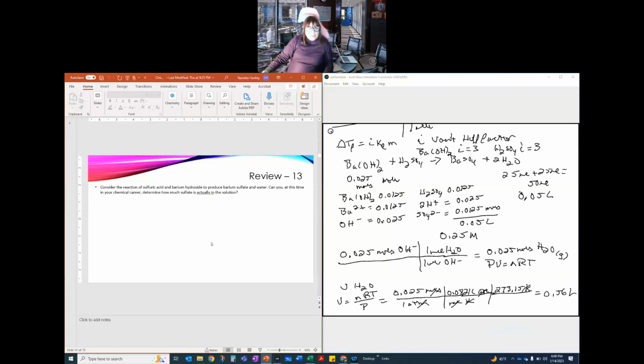Last question. Consider that reaction again. Can you, at this time in your chemical career, determine how much sulfate is actually in the solution? All right. I said that sulfate was insoluble. Does that mean that there's absolutely no soluble sulfate in this solution? And that's a question, because right now, I don't know. I have no way of knowing that. I've been told that it's insoluble, so I think that it's all crashed out, and that would tell me that there's none left in that solution.